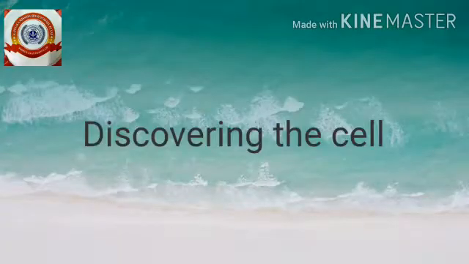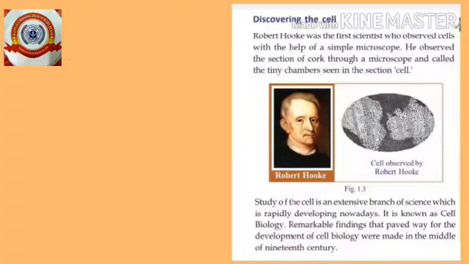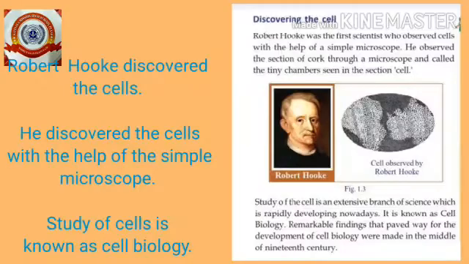Next is the discovery of the cell. Robert Hooke discovered the cells. He discovered the cells with the help of a simple microscope. A simple microscope has only one lens, but a compound microscope has more than one lens. You studied about the compound microscope in the previous class. Cell biology is the branch of science which deals with the study of cells.